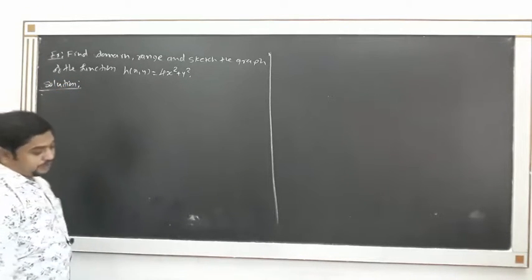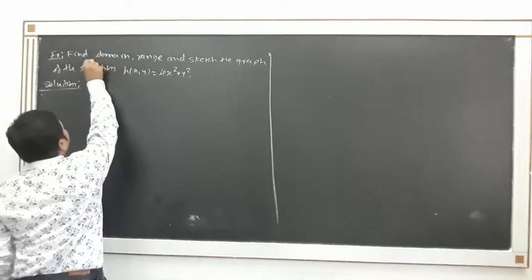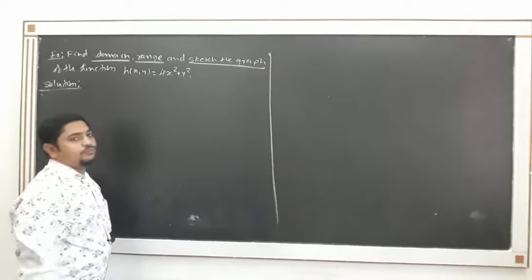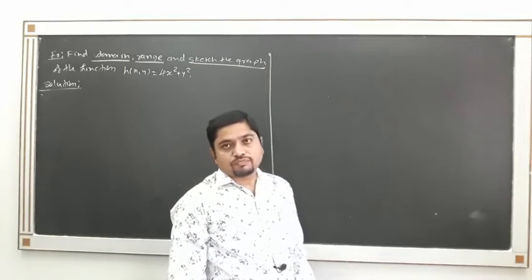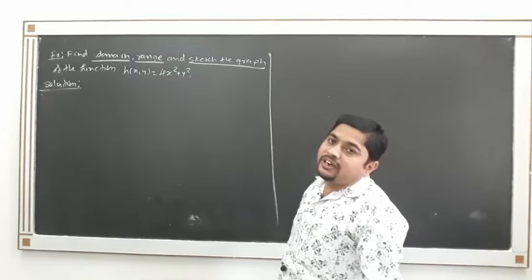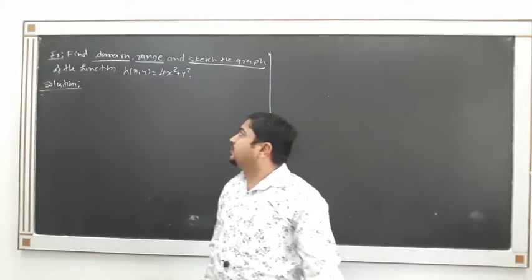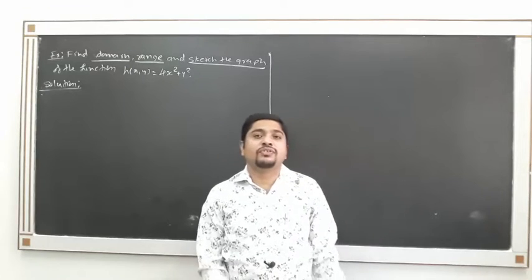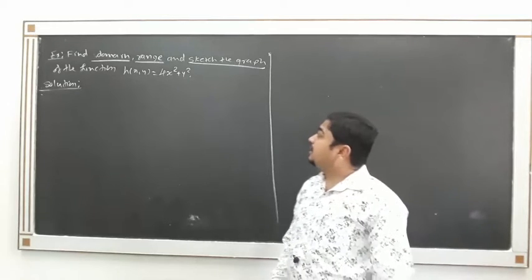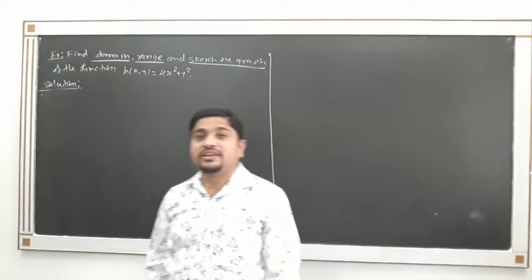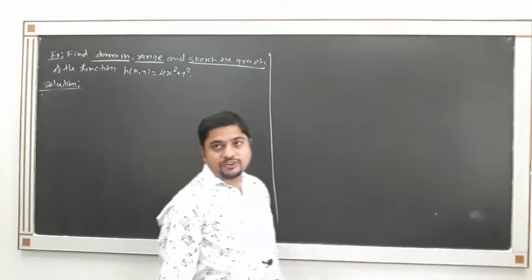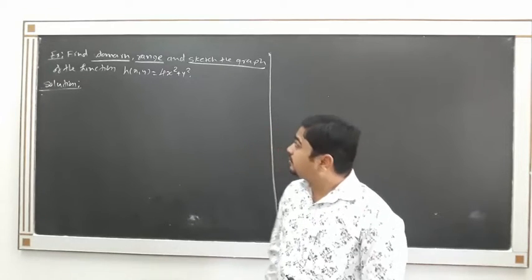So what do we have to find here? We have to find all these three things: the domain, the range, and also we have to sketch the graph. What is domain? Domain is the set of all points where the function is defined. What is range? Range is the set of all images. What is graph? It is again a set of all points x, y, z in R cube. Okay, so we will find one by one.